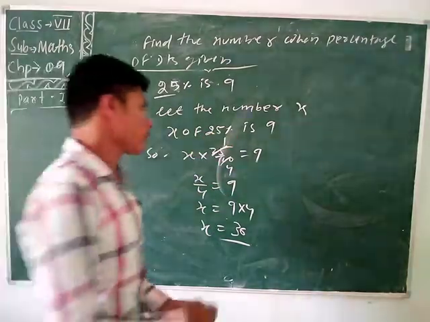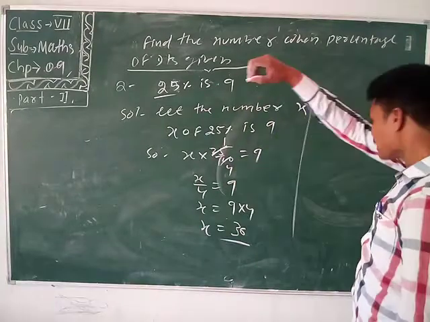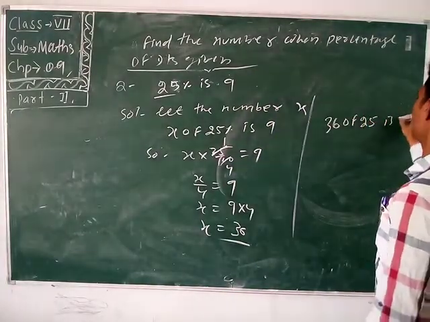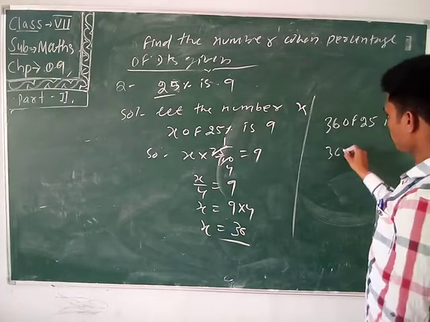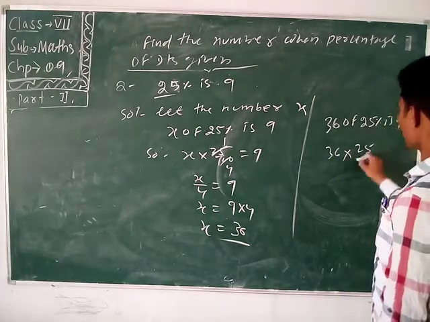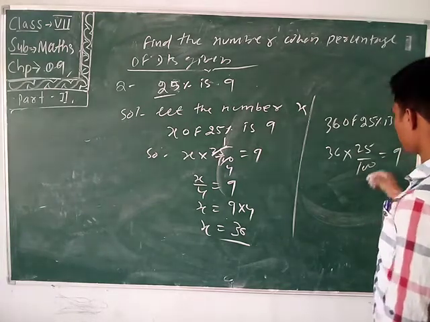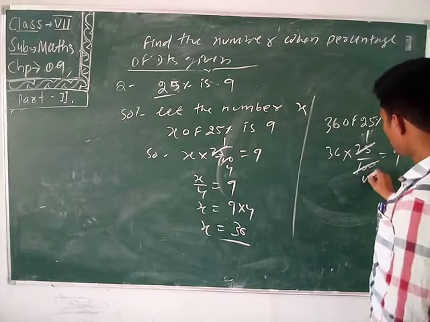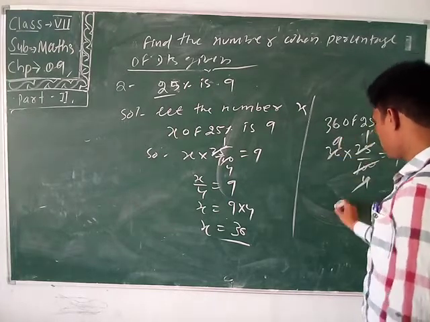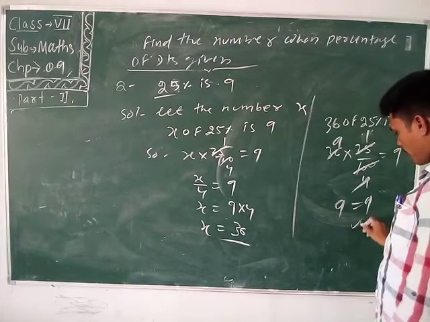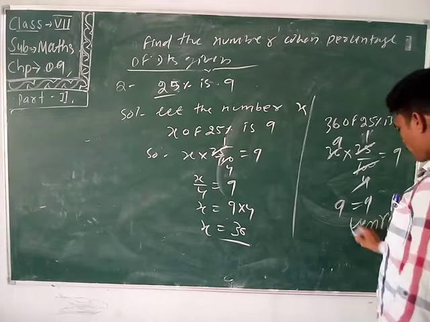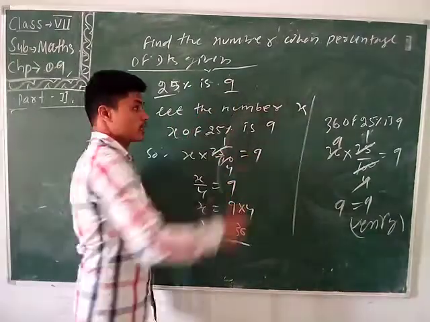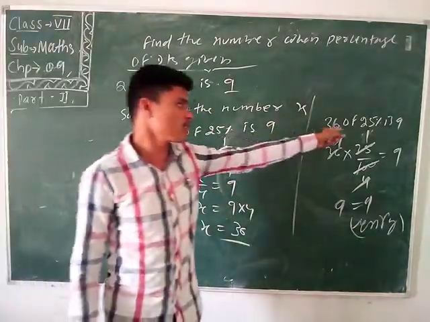Is it correct or not? We can verify LHS equal to RHS. Let 36 of 25% be 9. Then 36 into 25 by 100 equals 9. Now 100 and 4 are there, 1 and 4, 4 9s are 36. 9 equals 9. Verified. See, 9 is common. And the number is 36.